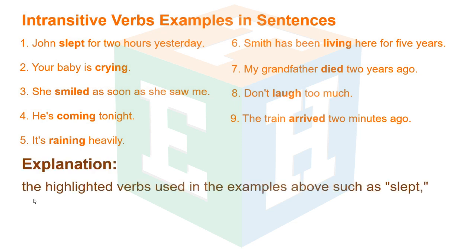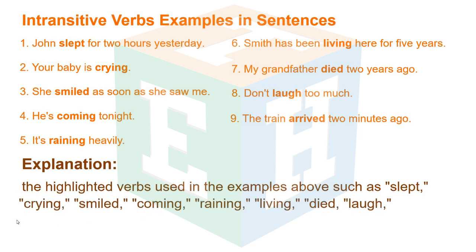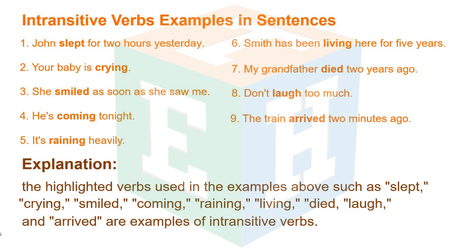Explanation. The highlighted verbs used in the examples above, such as slept, crying, smiled, coming, raining, leaving, died, laughed, and arrived, are examples of intransitive verbs.